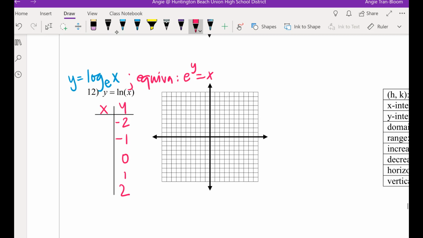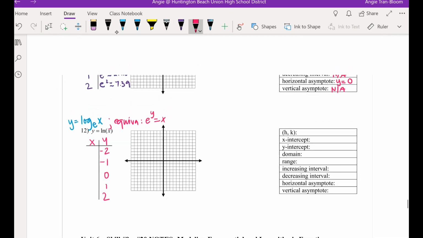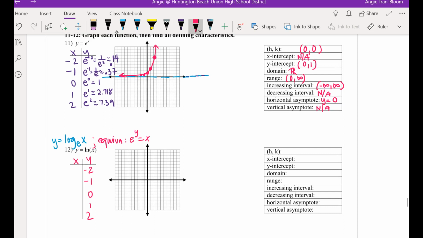Well, if I pick y, look at my 11 and 12 example. I just switch. In 11, I pick x. In 12, I pick y, and the y values are exactly the same. Didn't we just switch x and y here? If I switch x and y, what are these two functions called? Not reciprocal, but start with an I. Inverses. Okay, these two functions, y'all, are inverses of each other. That means all the x and y's are now swapped, okay?